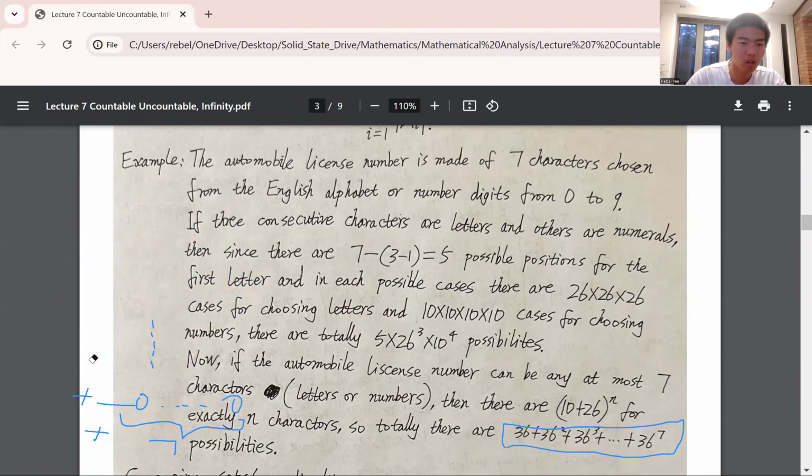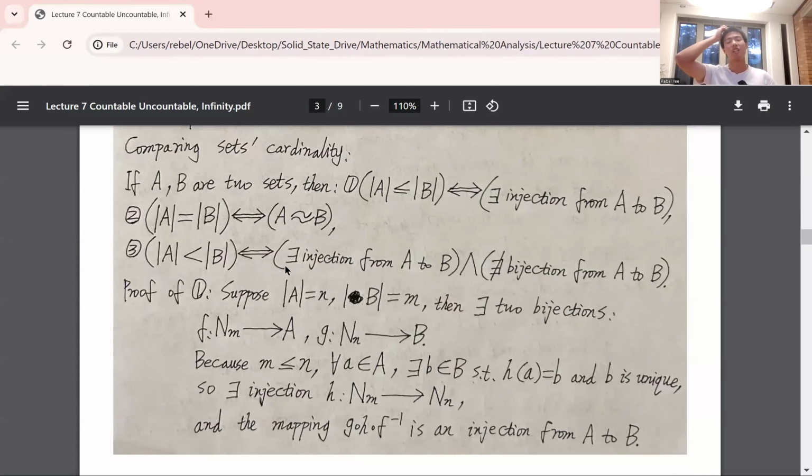Okay, and we'll see something different here. So let's move to comparing set cardinality. Previously we talked about how to compare finite sets. If one set has more elements inside, then it has larger cardinality. But for infinite sets, we may not easily claim which set is larger because we don't know its total size. So how do we compare them?